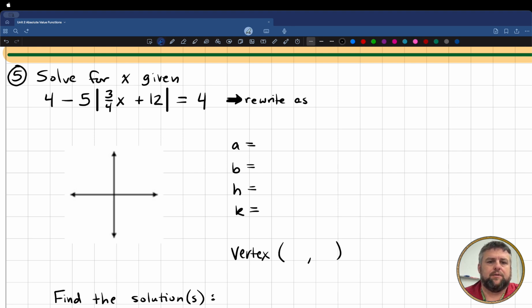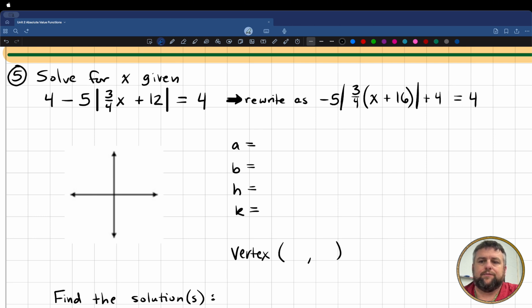The 4, I'm going to move it to the other side of the absolute value, but I'm also going to do something to the inside. So we're going to rewrite it as negative 5 times the absolute value of 3/4 parentheses x plus 16. Close it. Plus 4. And that will equal 4.